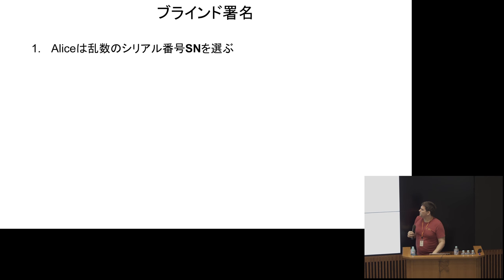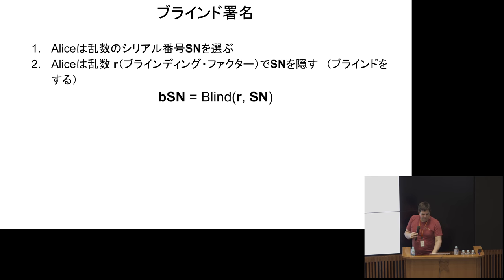So as before, Alice chooses a random serial number. However, now Alice blinds the serial number with a random number R. And we call R the blinding factor. So she has some function that takes her serial number and takes R and generates a blind serial number.